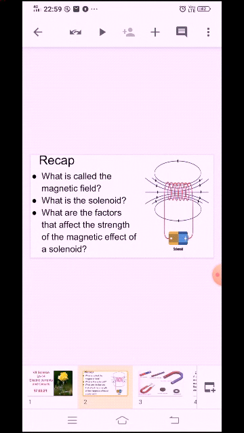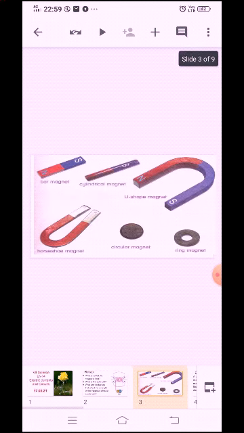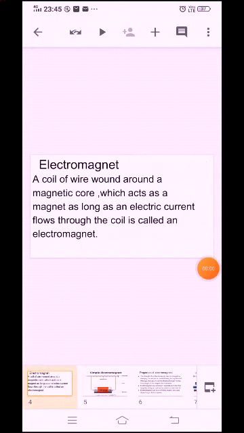Examples of artificial magnets include bar magnet, cylindrical magnet, U-shaped magnet, horseshoe magnet, circular magnet and ring magnet. What is an electromagnet? A coil of wire wound around a magnetic core which acts as a magnet as long as an electric current flows through the coil is called an electromagnet.